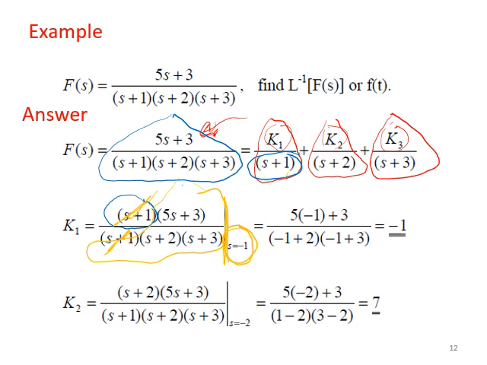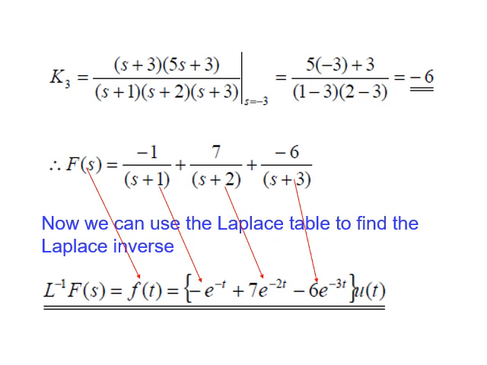So we replace each s in the remaining function by minus 1, and we calculate it to find k1 equal to minus 1. That's how we can calculate k1. Similarly, we can calculate k2, and it's equal to 7. And here we can calculate k3, which is found equal to minus 6. So now we substitute the values of k1, k2, and k3 in the function given earlier. So f of s will be equal to minus 1 over s plus 1 plus 7 over s plus 2 minus 6 over s plus 3.